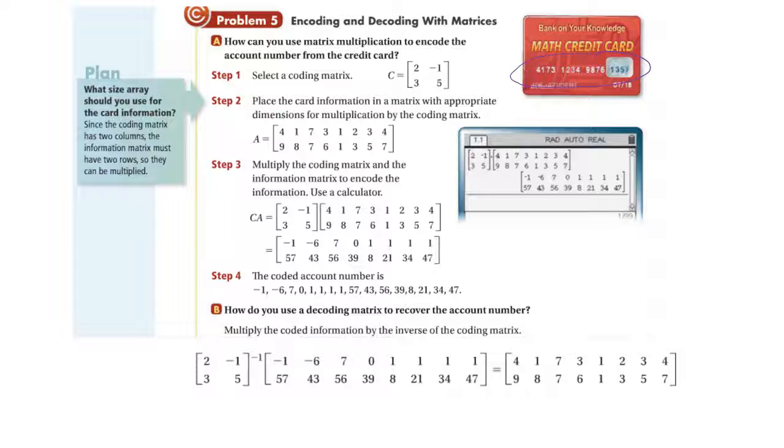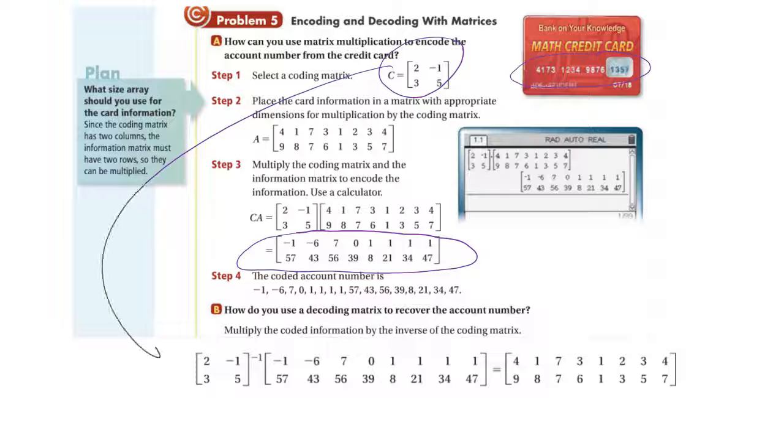Once we get that whole matrix in place, we're going to take the coding matrix, multiply it by the matrix of the credit card number, and we get this new matrix. So this is our coded matrix. So nobody knows what that means right now. So with the coding, what you would need to do is take and multiply the coded matrix by the inverse of the matrix you started with to code it.